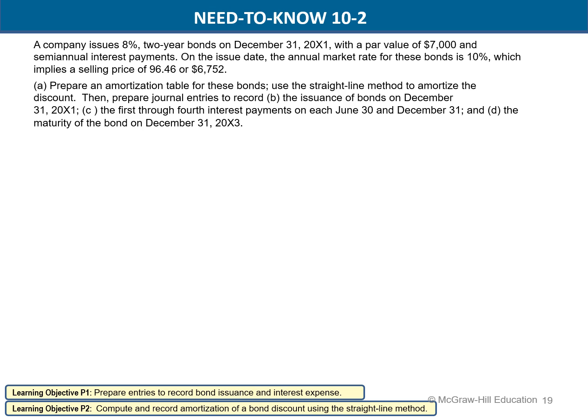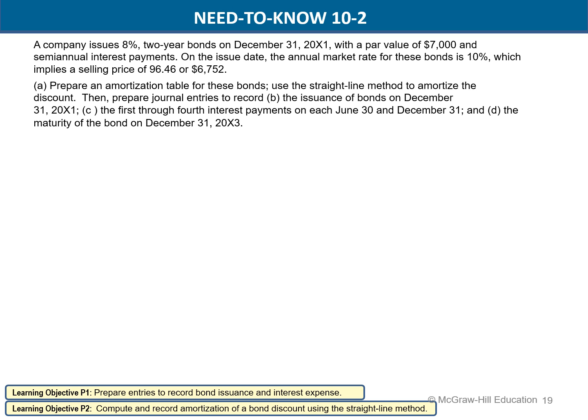So let's look at how this works in more detail. A company issues an 8% 2-year bond, par value of $7,000, semi-annual interest payments. Market rate's 10%, which implies a selling price of $96.46 or $6,752. So prepare the amortization table for the bonds using the straight line method to amortize the discount.